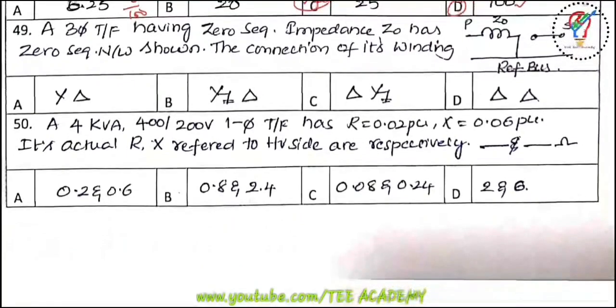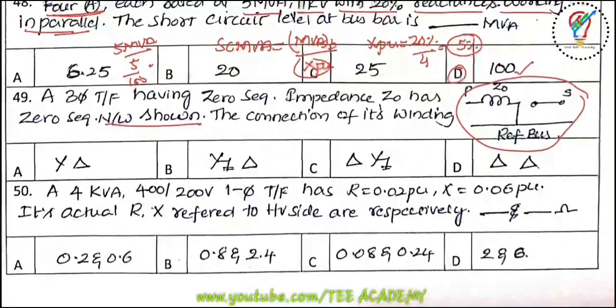Next one. A three-phase transformer having a zero sequence impedance Z0 has the zero sequence network shown here. As you can see, the zero sequence network is there. In the zero sequence network, the connections of this winding will be, so if you see here, there is a switching connection here. This is a star grounded with a delta. So the option star grounded with delta is the correct option here.